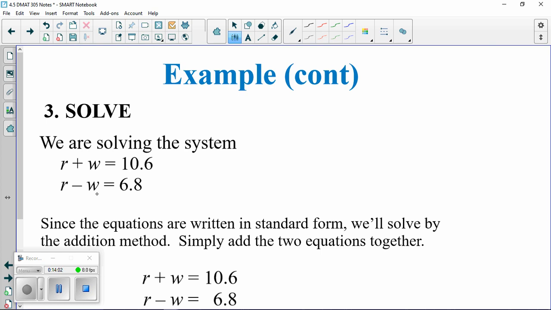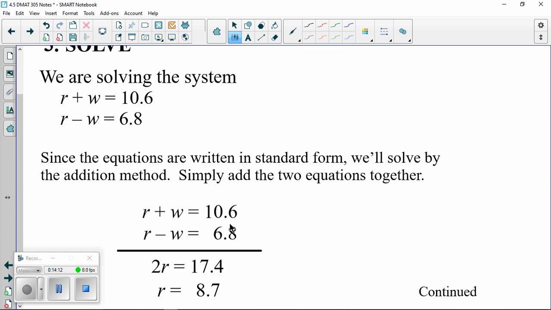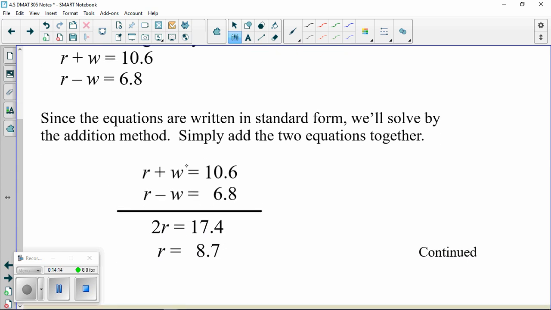What you'll notice is that the W's, one is plus and one is minus, so I will be able to eliminate W and find out what the R is. When we add them together, they cancel out. So you get 2R equals 17.4, divide by 2. So we find out your speed of rowing is 8.7 kilometers per hour.